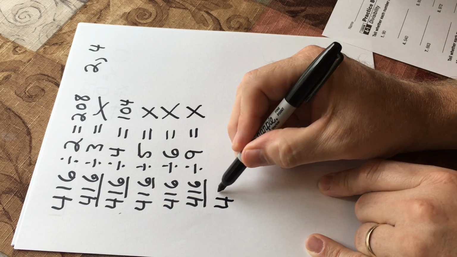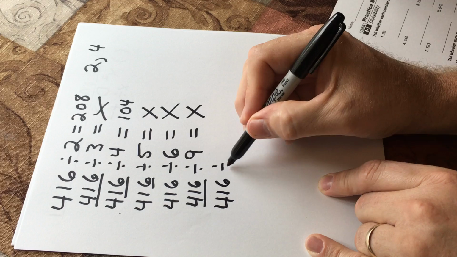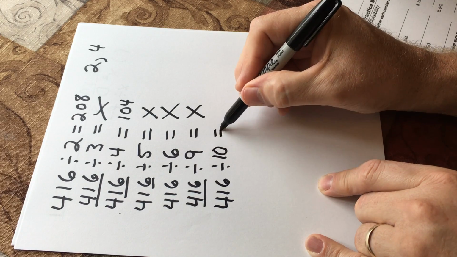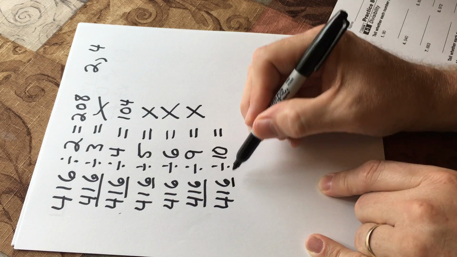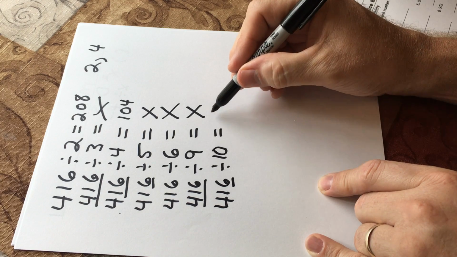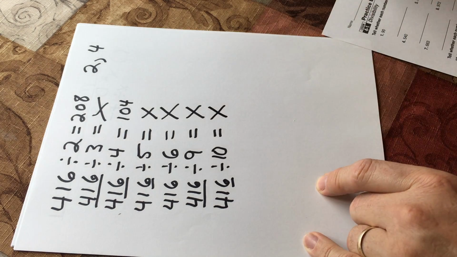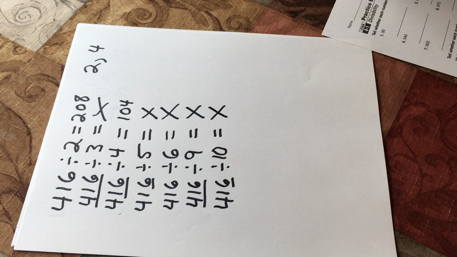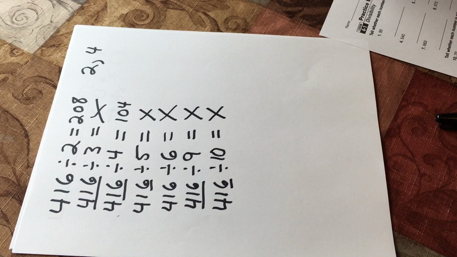And then finally, 416 divided by 10. Is that divisible by 10? Well, the last digit has to be a 0, and I'm afraid it isn't, so that's it. Those are our two numbers for 416, our two numbers that 416 is divisible by.